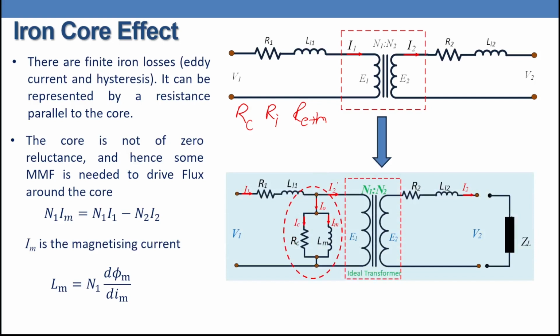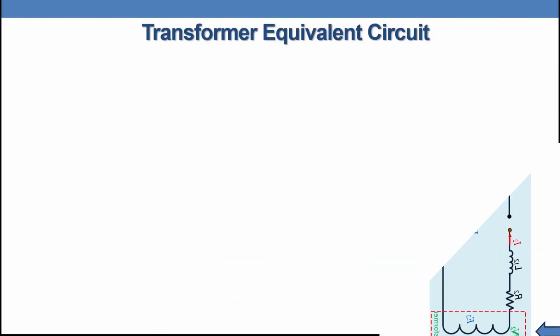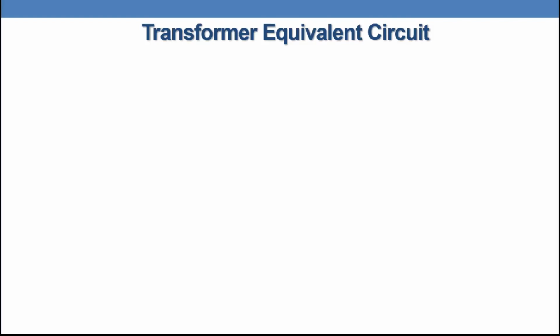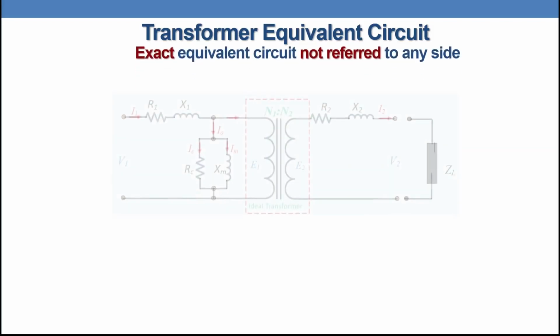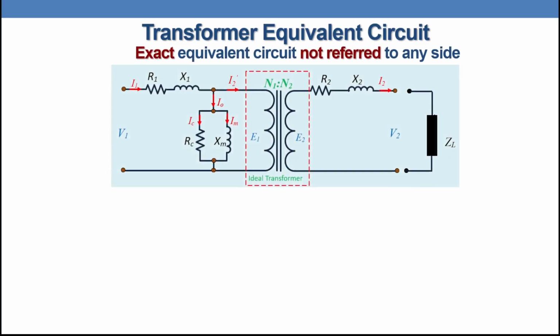We have the primary winding impedance R1 and L leakage 1, and secondary winding impedance R2 and L leakage 2. And we have the core, which can be represented by R core, and that one reflects the eddy current and hysteresis, and Lm, which represents the flux that is going to link the secondary side. So we have this one in parallel to the core as well, because that one is considered as a load to the source. So finally we reach the transformer equivalent circuit. We call it the exact equivalent circuit, not referred to any side.